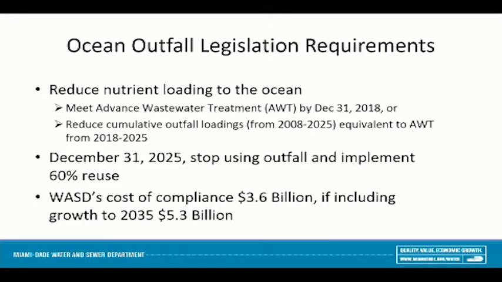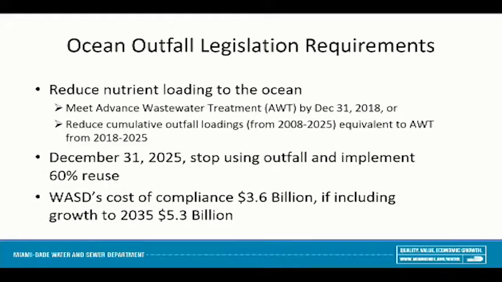Back in 2008, the Ocean Outfall legislation passed. 2 of our facilities are impacted by that, the North District and the Central District wastewater treatment plants. For those, we need to implement advanced wastewater treatment or equivalent. We need to implement reuse and be out of the outfall by 2025. The preliminary cost of implementing that program is $3.6 billion just to comply with the legislation.